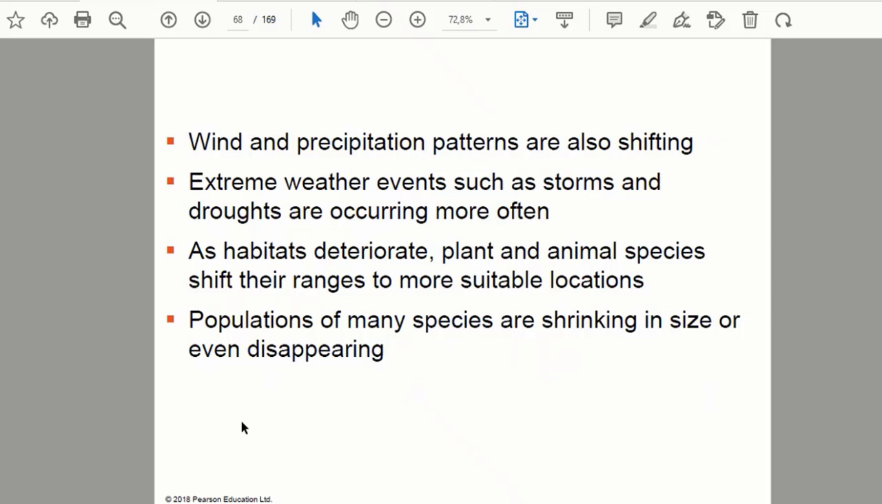And the wind and precipitation patterns are also shifting, you see, and extreme weather events such as storms and droughts are occurring more often. A case in point, people, I know maybe most of you are from KZN. I think 2 weeks ago, if you listened to the news, we were commemorating that sad event which happened last year with the floods, where a lot of people were dispossessed from their houses. It was very sad if you saw the news.